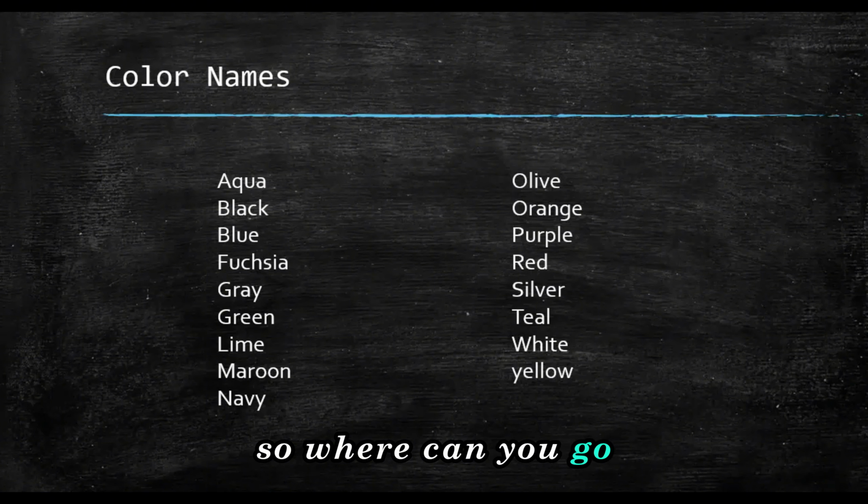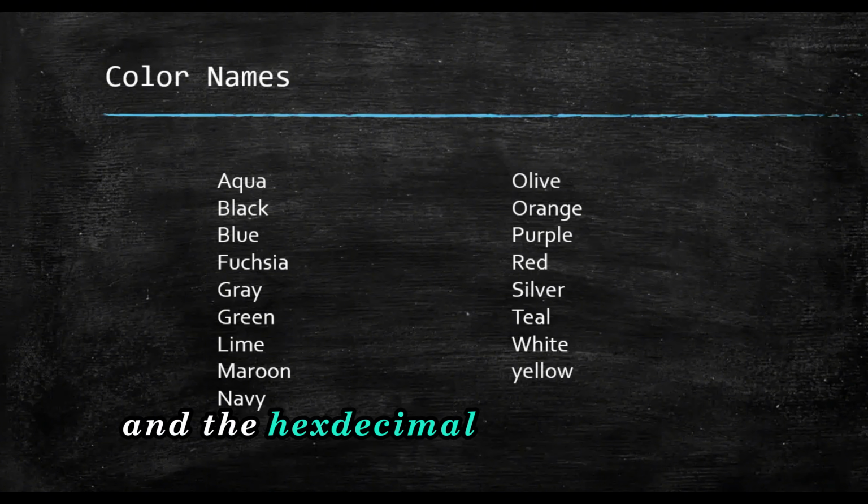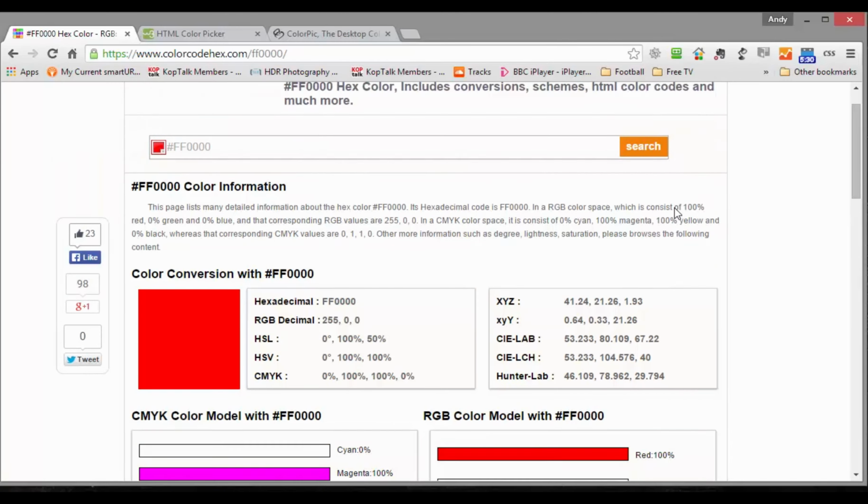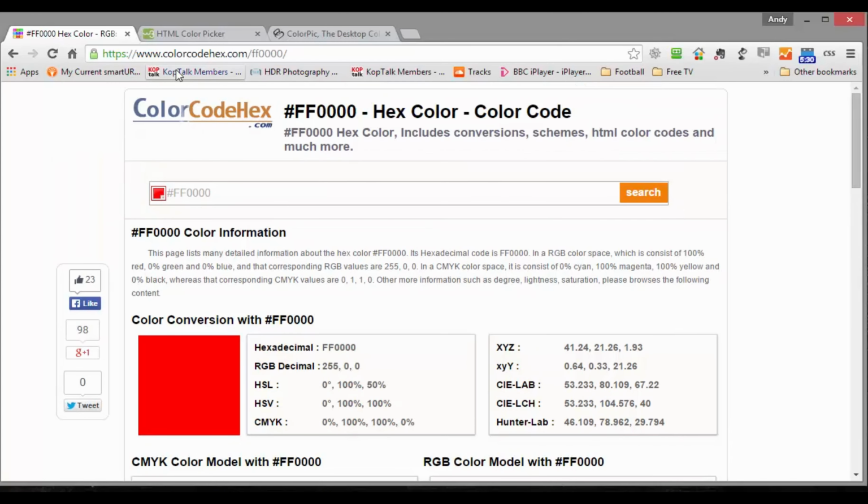So where can you go to find out a little bit more about the colors and the hexadecimal codes for your colors? Well, there's a number of places online. We've already seen Color Code Hex, which is this site we started out looking at, and we clicked on this red FF0000. So you can come here and find out hex codes if you want to. Another site is over at w3schools.com, and this is one of my favorites. We've got the main colors here, and we can click on those, and then we can get the hex codes for all the variations of that color as well.